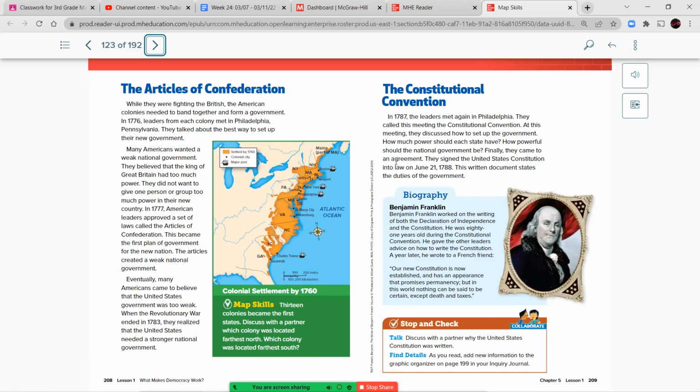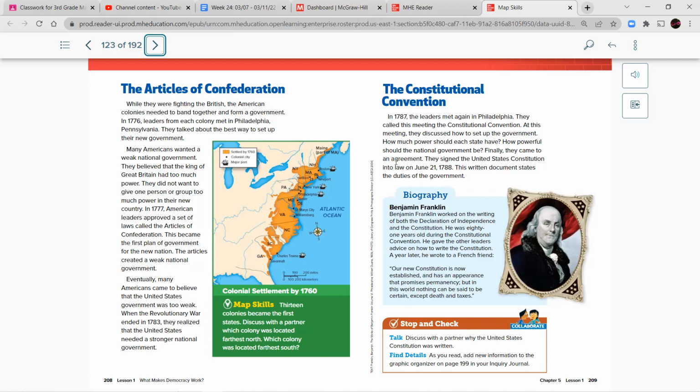Now in our graphic organizer, we can go ahead and jump back and we can add details for the Articles of Confederation. We can say that it originally set up a weak national government and it was approved in the year 1777 during the time of the Revolutionary War. All right, let's go ahead and continue reading.